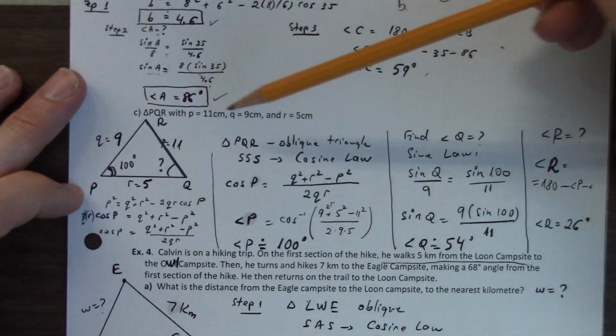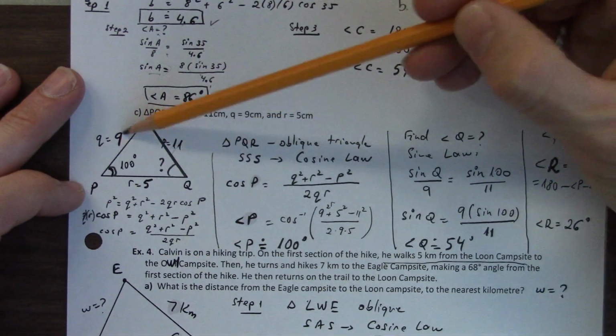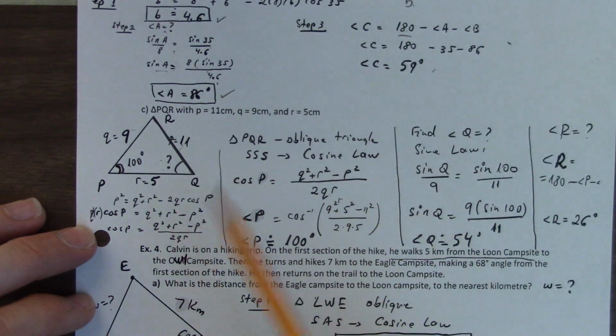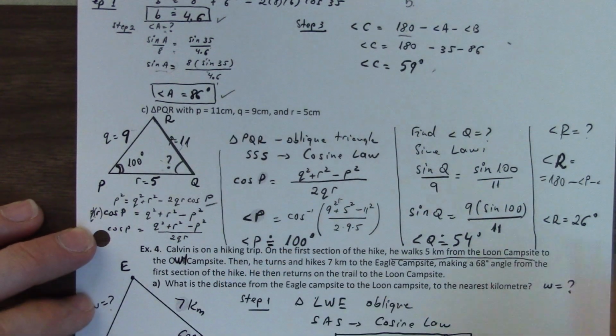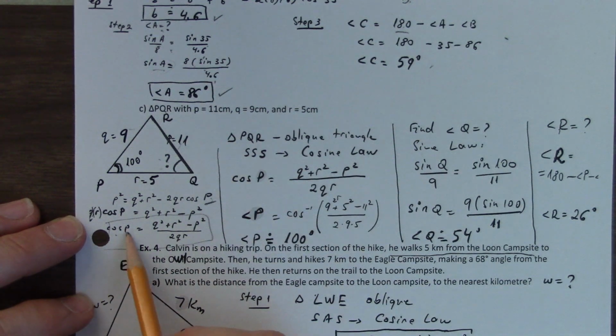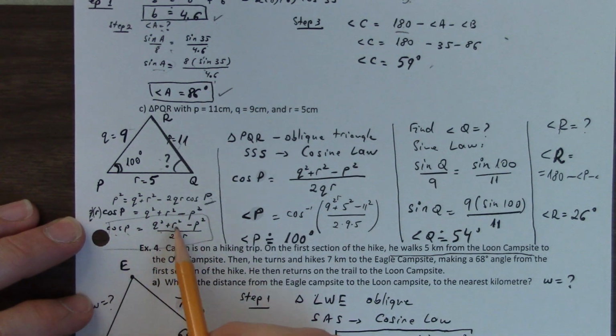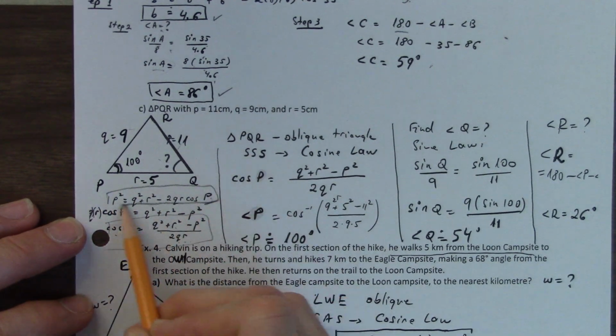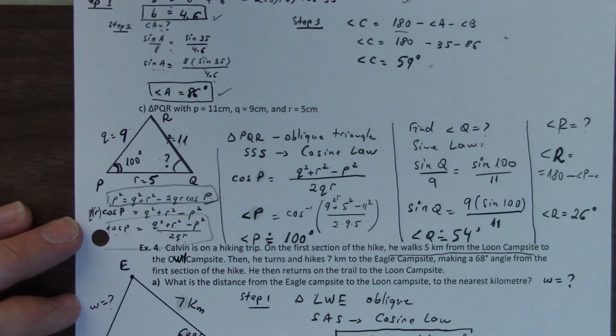Next one, we have PQR. We have all three sides. This is arguably the worst scenario because we're in cosine law and we're solving for the angle, P in this case. Okay, so you can rearrange it with the formula and get this. Cos P is equal to Q squared plus R squared minus P squared all over 2QR. Or just remember that first one and rearrange it once you've subbed in values.